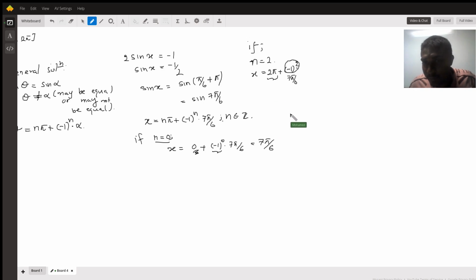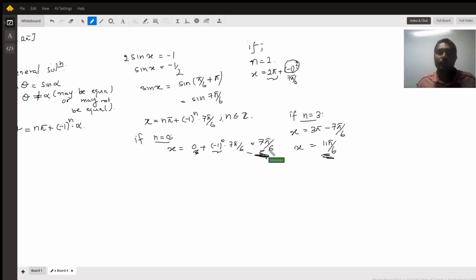So now suppose n equals 3. Then the solution becomes x is equal to 3 pi minus 7 pi by 6, so x is going to be equal to 11 pi over 6. So these are the two solutions: this is a solution, and 7 pi by 6 is a solution. There are two solutions for your problem, and both of them are solutions. Thank you very much.